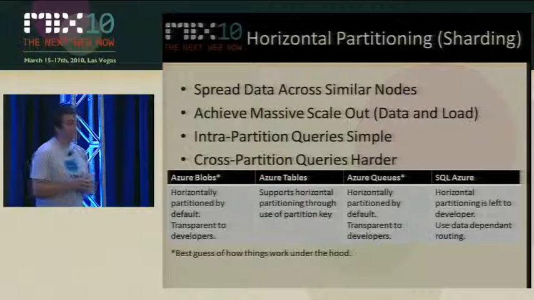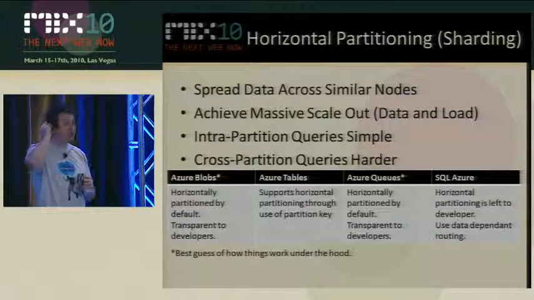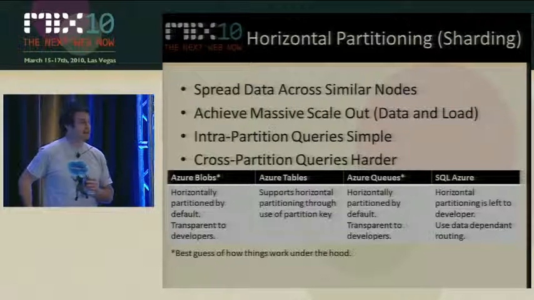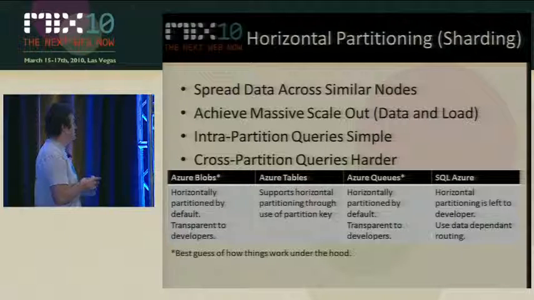Azure Tables supports and encourages horizontal partitioning by default through the use of the partition key. You must provide a partition key for your data. So you are partitioning by default, even if you end up saying, I'm only going to have one partition, which I discourage you to do.